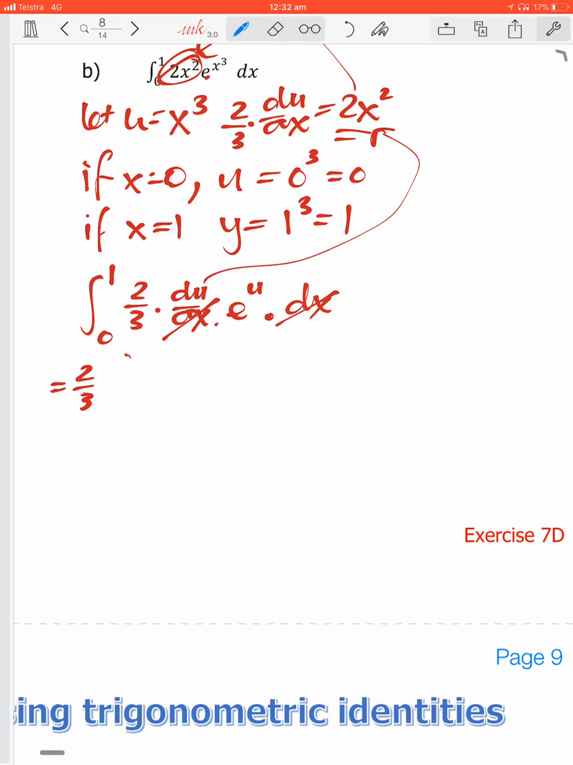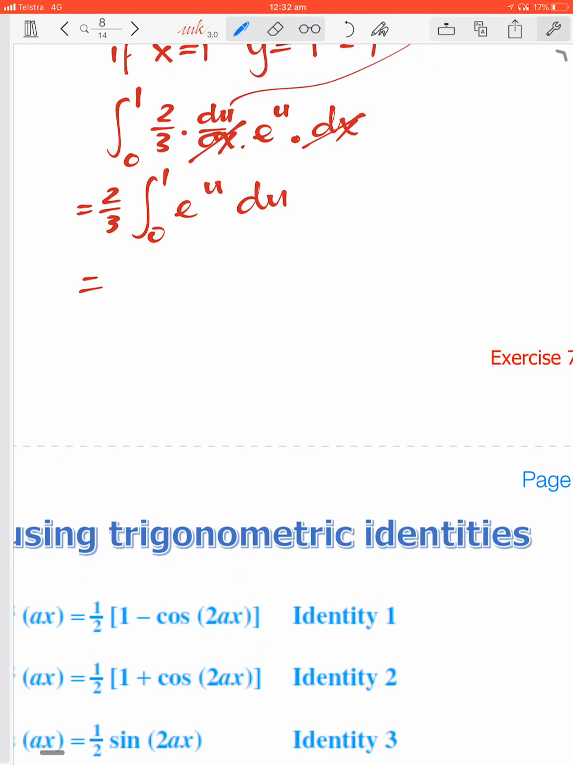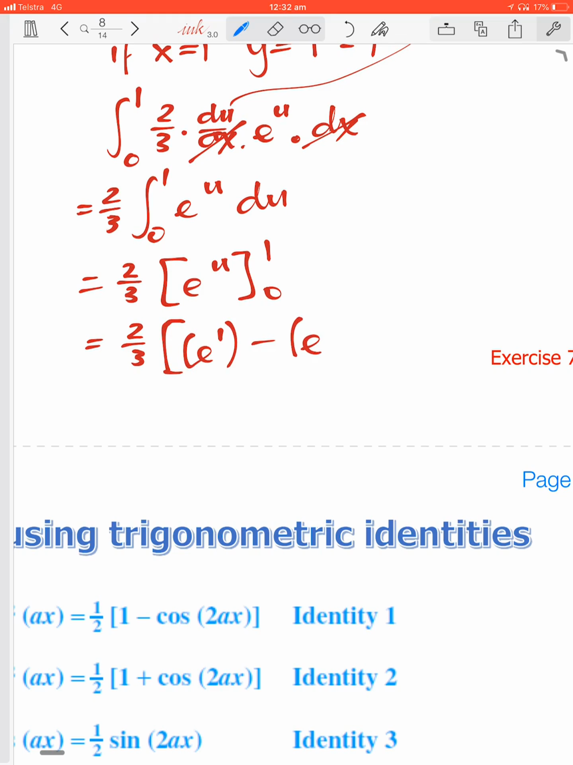I shouldn't have done that yet. 0 to 1, because they're my terminals, they haven't changed, but you have to check and make sure if they do. e to the u du. Now we know when we integrate e to the u, we just get e to the u, because when we differentiate it, we just get e to the u. So we get e to the u between 1 and 0. So we get 2/3 e to the 1 minus e to the 0, which is 2/3 e minus 1.